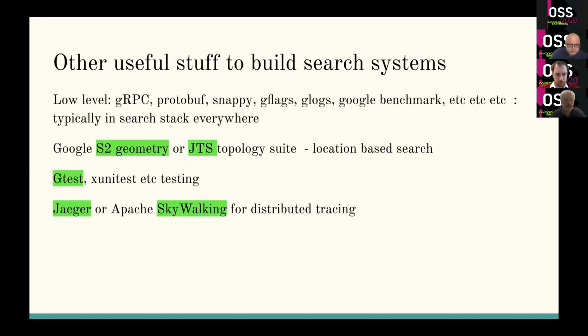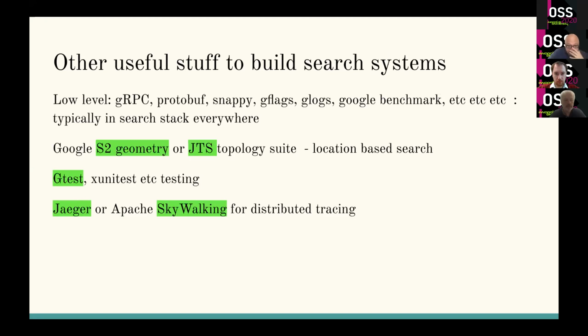So I have like 5 minutes. There are a lot of low-level open source libraries which, once you build a big search stack, you use 1,000 times in different areas: RPC, protobuf, Snappy for compression, gflags for flag processing, glog, Google Benchmark for macro benchmarking. If you go with location-based search, S2 Geometry or the JTS library, and libraries for unit testing your stuff.